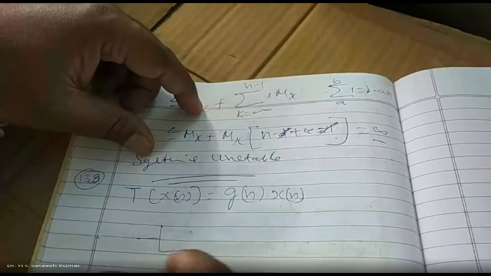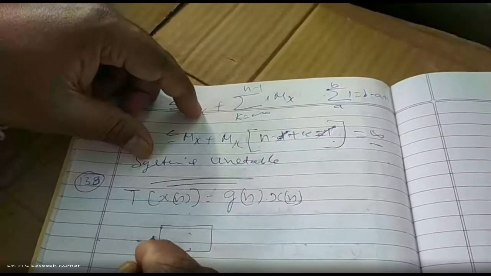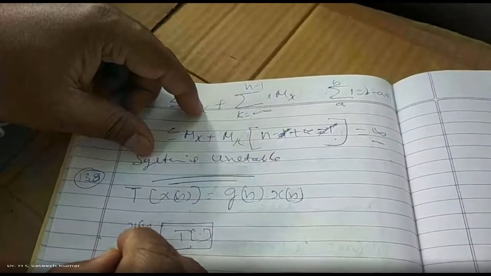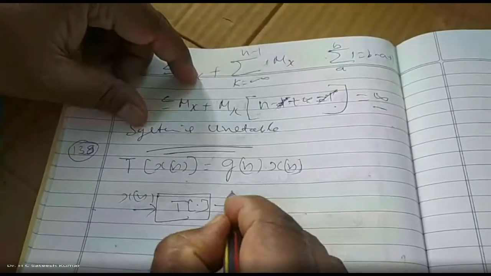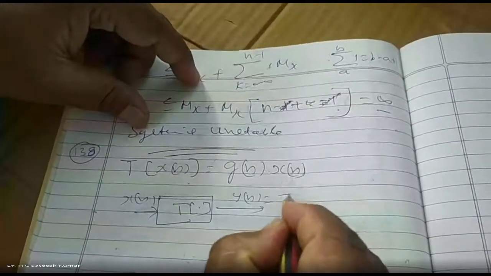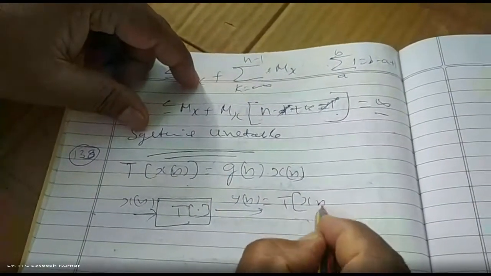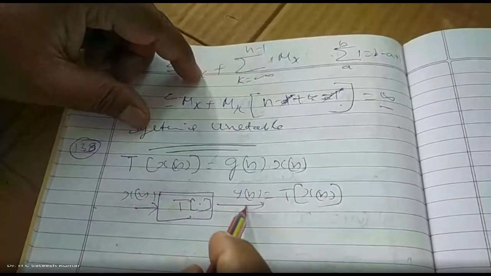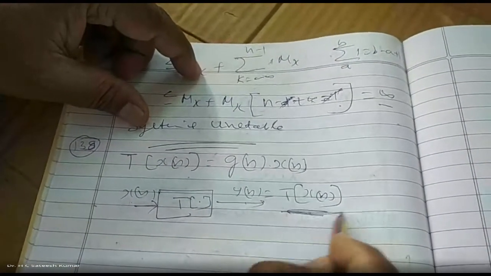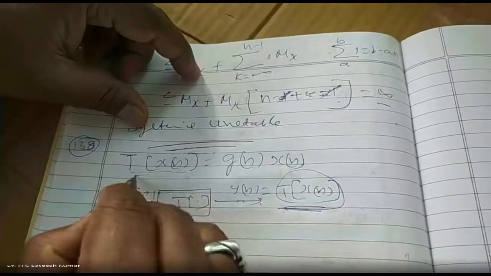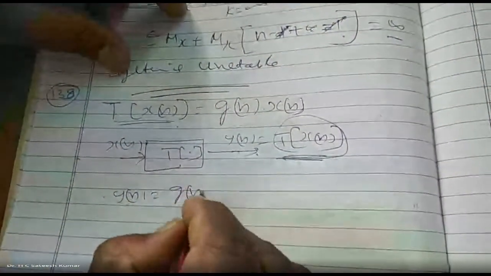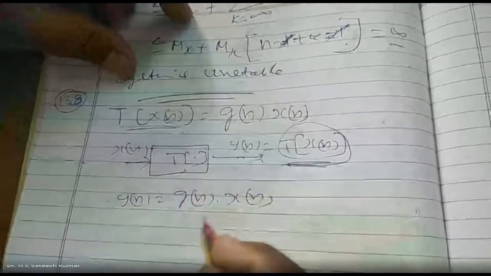Because we know that if there is a system, T is the operator, x of n is the input, and the output is nothing but y of n, which is equal to T of x of n. That is, the transformed version of x of n is nothing but the output. So T of x of n is y of n only, and we can call this y of n. So y of n is equal to g of n into x of n. Check for all the properties.